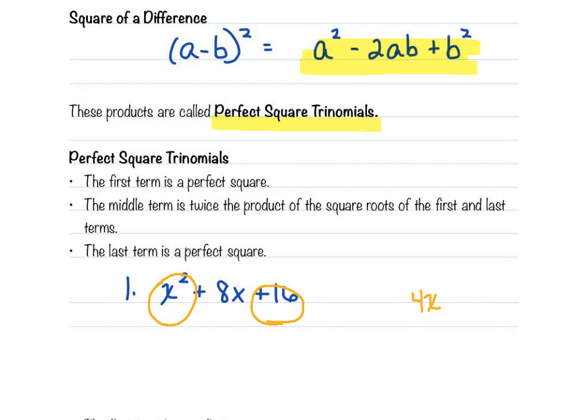So the product of the square roots of the first term and the last term is 4x, and if I double that, 8x should be my middle term, and it is. So you can tell that this is a perfect square trinomial. So very simply, you follow the pattern to factor it. You would have x plus 4 squared.